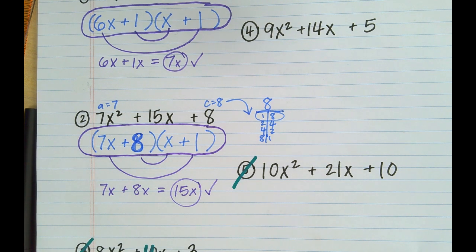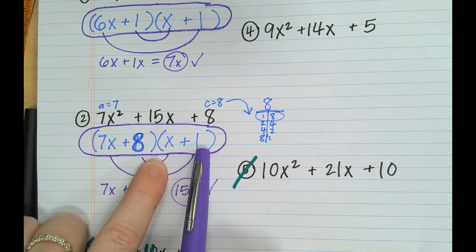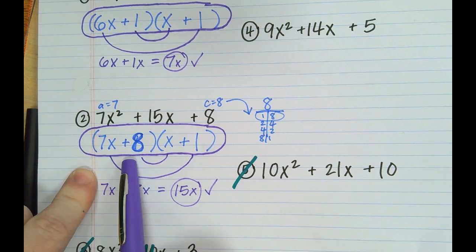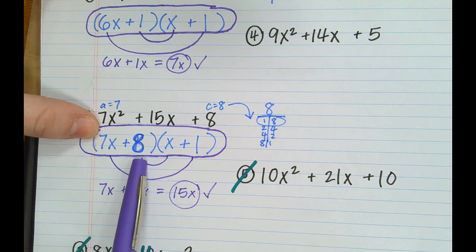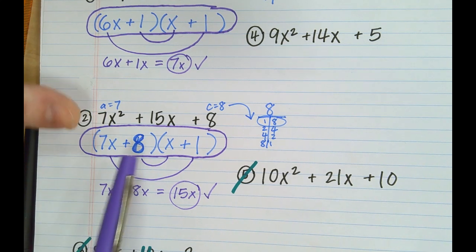I just did it backwards. Okay, so you had x plus 1 times 7x plus 8? Yeah. Okay, that would also be correct. As long as your 7 and your 8 are together in the same parentheses, then you're good.